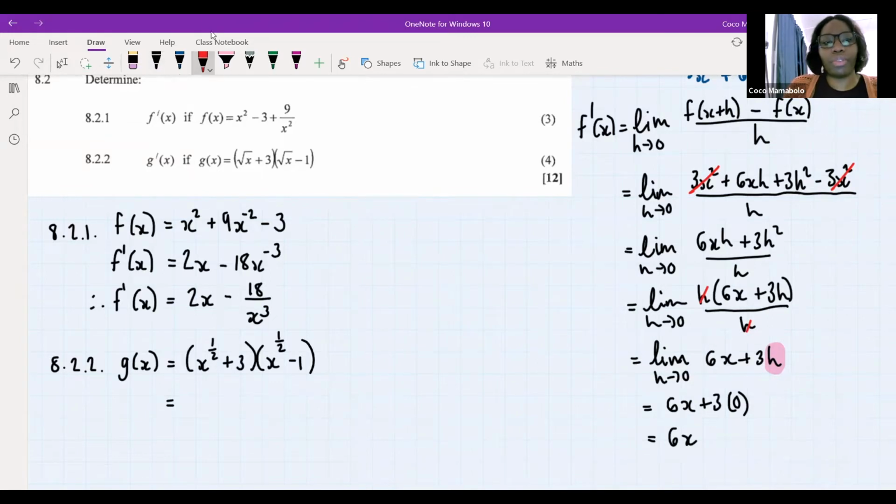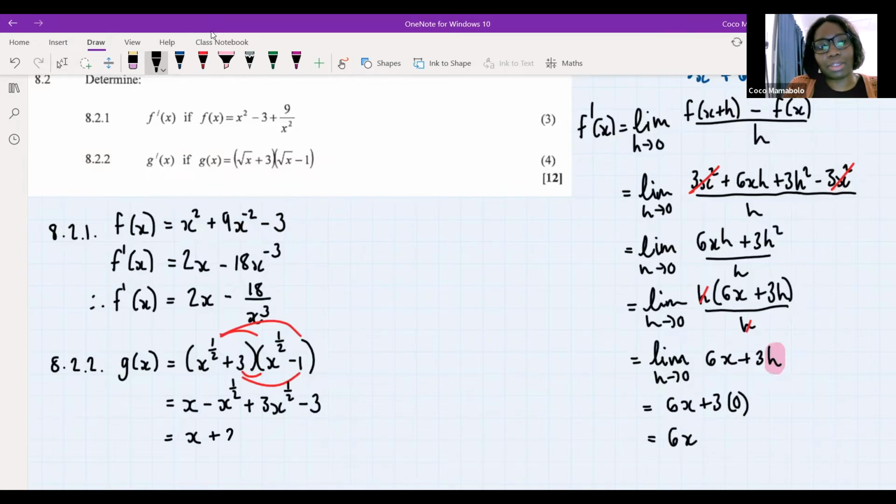And then I'm going to do FOIL: first, outer, inner, last. Multiply, multiply, multiply, multiply. It's going to give me x to the power of half multiplied by x to the power of half, which will just give me x. And then I'm going to have minus 1 x to the power of a half plus 3x to the power of a half. And then 3 multiplied by negative 1 will give me minus 3. So what I will have here is x plus 2x to the power of a half minus 3. And that's g of x.